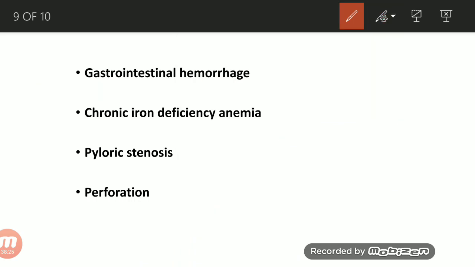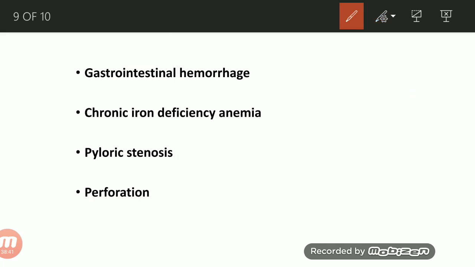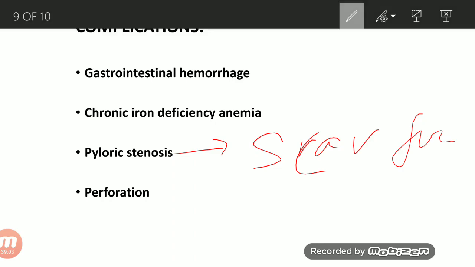Second is chronic iron deficiency anemia. Since you are bleeding tremendously, you are losing your iron. So since you are losing your iron, you have iron deficiency anemia occurring. Next is pyloric stenosis. In case of damage occurring near your pylorus, there is damage and scar formation.